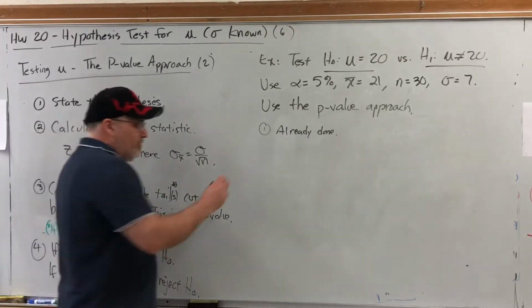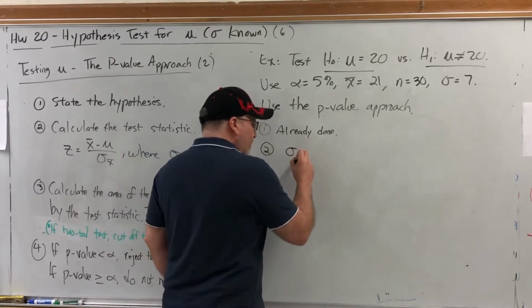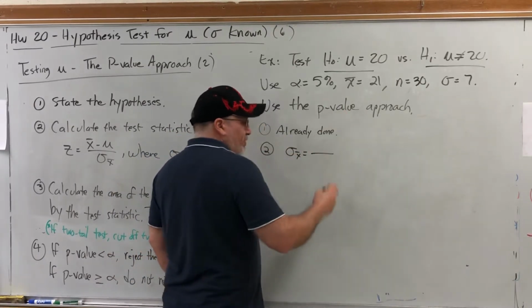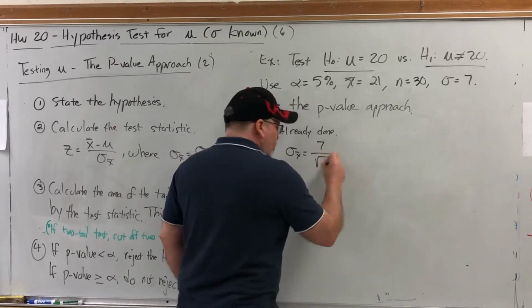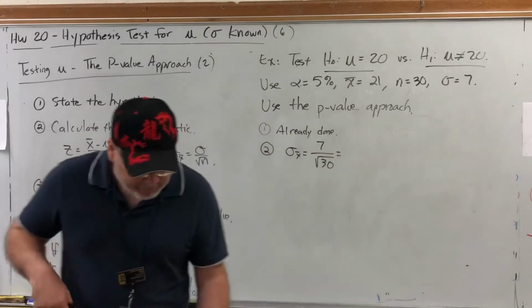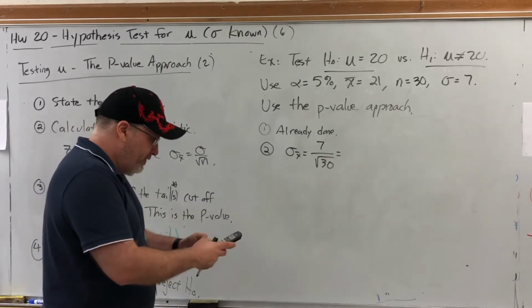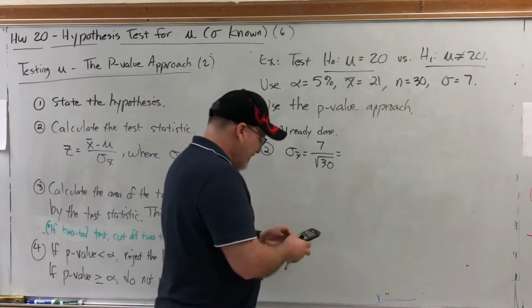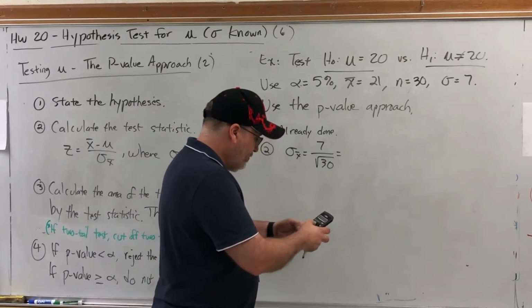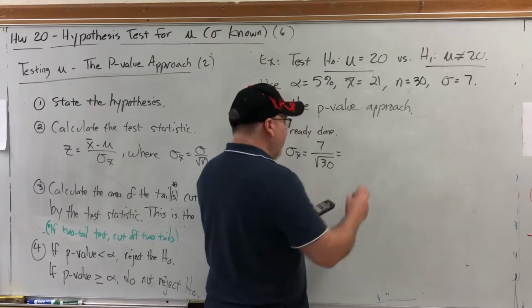So our second step is to calculate the value of the test statistic. So we start with the sigma sub x bar, which is the sigma 7 divided by the square root of the sample size 30. Why didn't I pick nicer numbers here? I just picked these numbers at random. 7 divided by the square root of 30 equals, I think I might have mispressed a button. I did not. To 4 decimal places, 1.2780.